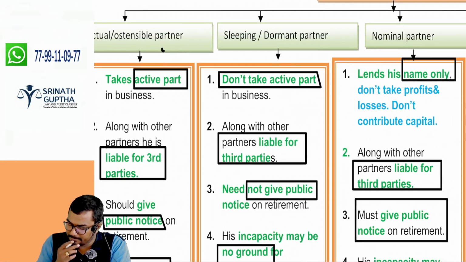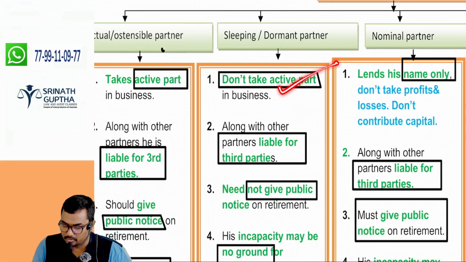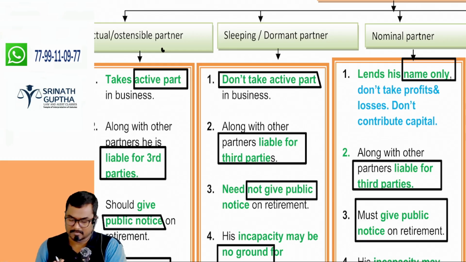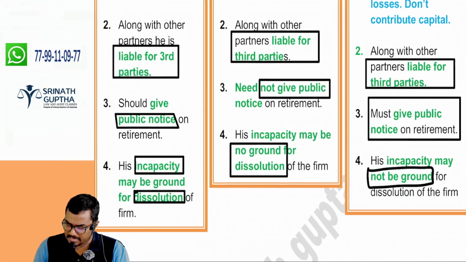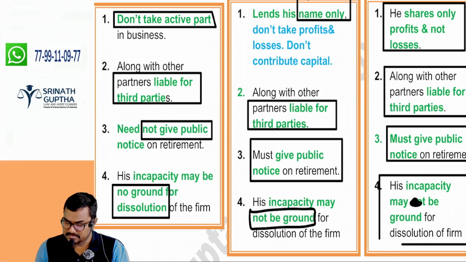Next, sleeping partner, a doormat partner. Who does not take active part. He will bring the capital, but he will not come to the shop regularly. Is he liable to third parties? Yes, because he becomes the principal and other partners become agents. He need not give public notice of his retirement because no one knows that he is a partner, and his incapacity is not a reason for the dissolution of the firm because we are not taking his services much. If something happens to him, nothing will happen to the shop.